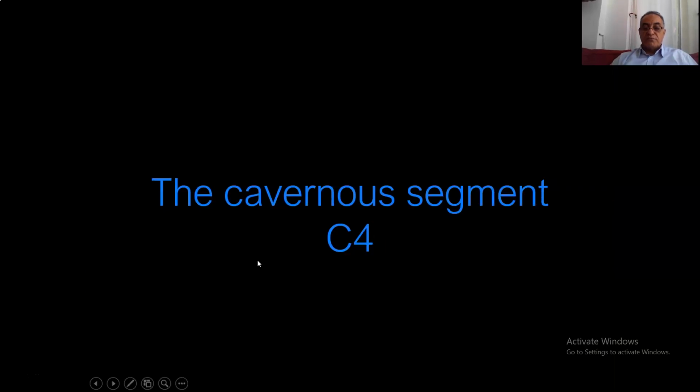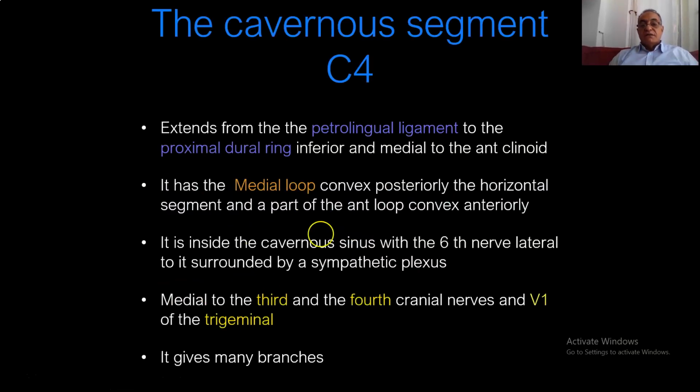Cavernous segment, it extends, as we said, from the petrolingual ligament to the proximal dural ring, inferior and medial to the anterior clinoid. Don't panic, we will explain this very easily, it's very simple. You know that the cavernous sinus is entered by the carotid through a ligament called the petrolingual ligament, and it passes in the cavernous sinus until it exits through the dural ring. It has, as we said, the medial loop convex posteriorly, the horizontal segment, as we saw before, and the part of the loop convex anteriorly.